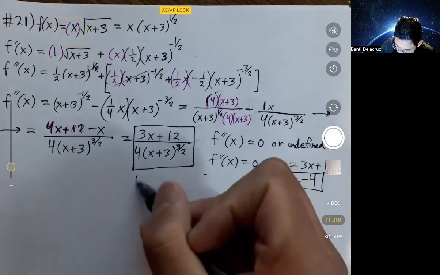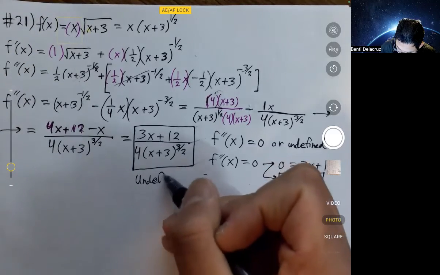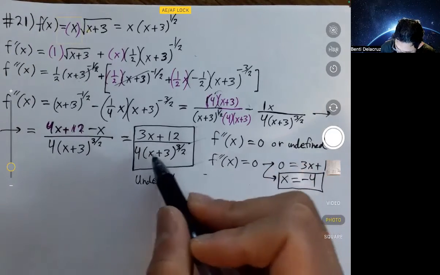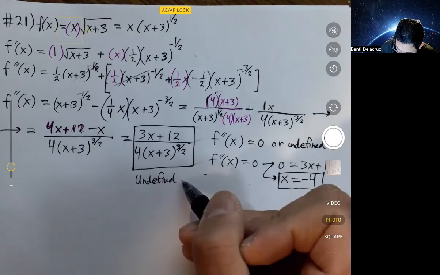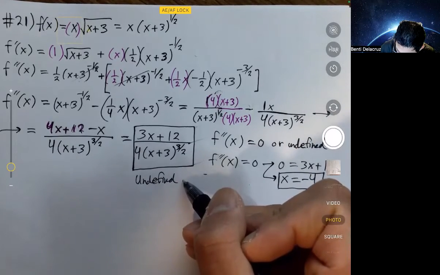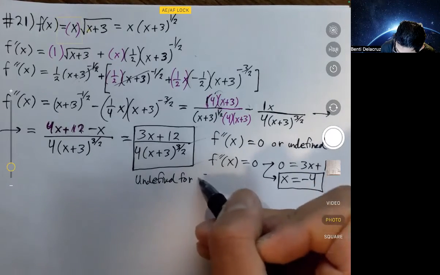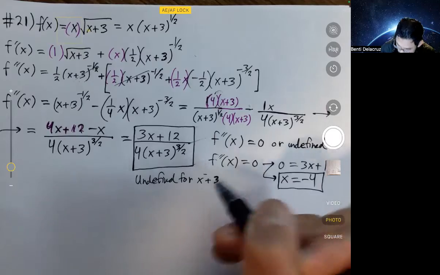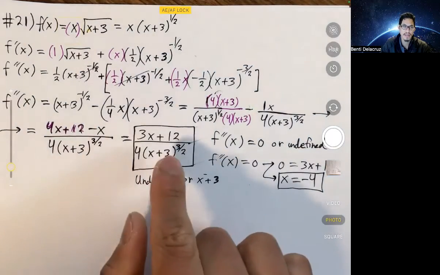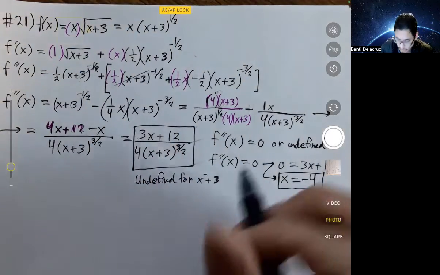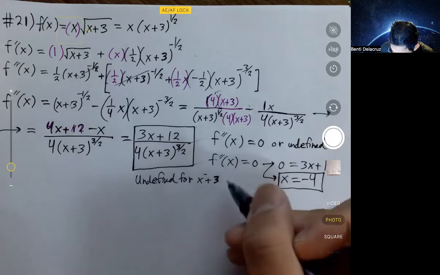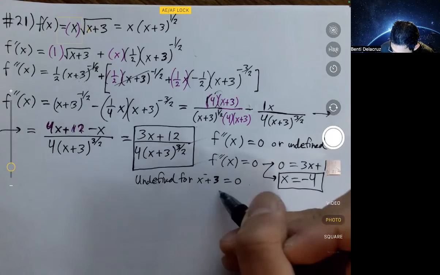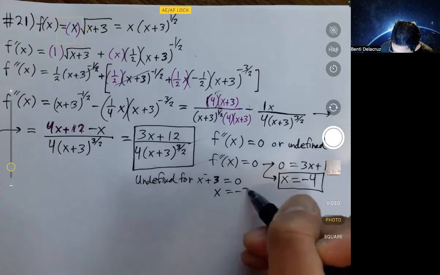Now it's going to be undefined when x plus 3 equals 0. Because remember, if x plus 3 equals 0, that means you're dividing the expression by 0, which will be undefined. So x plus 3 equals 0, which means x will be -3.